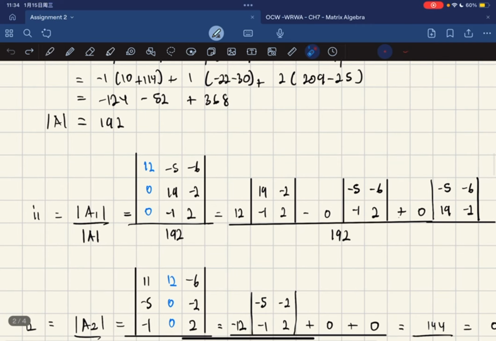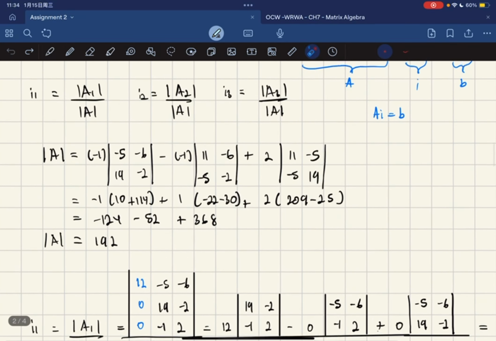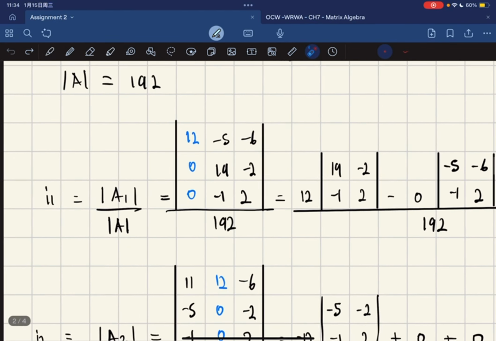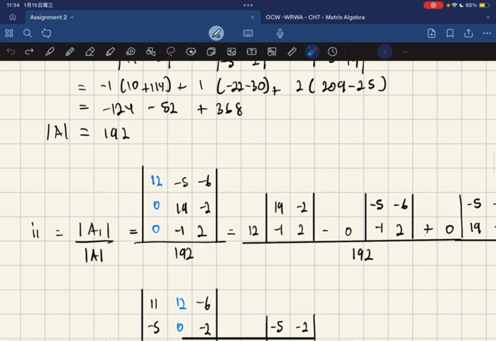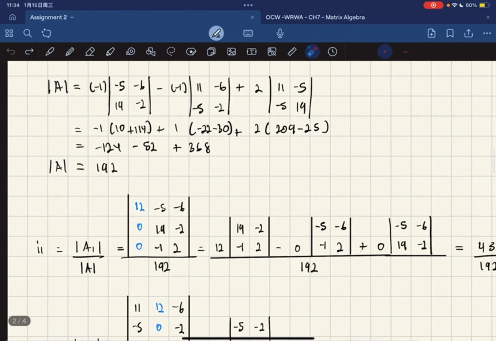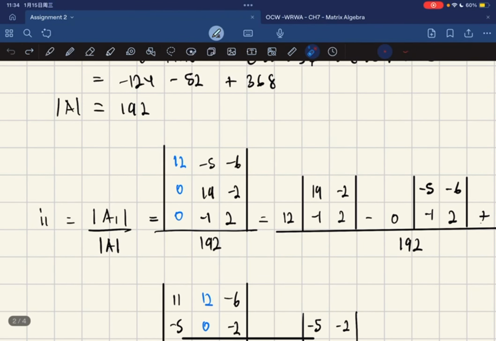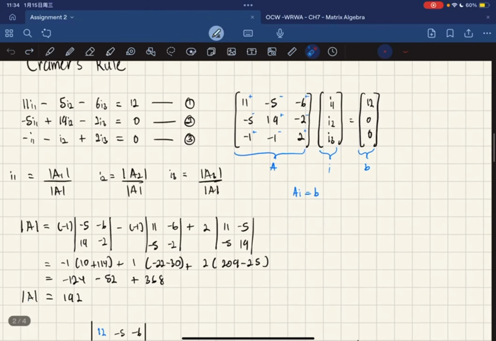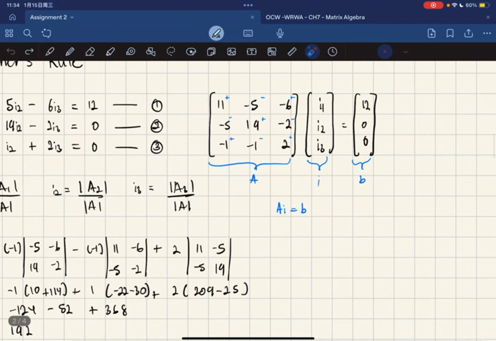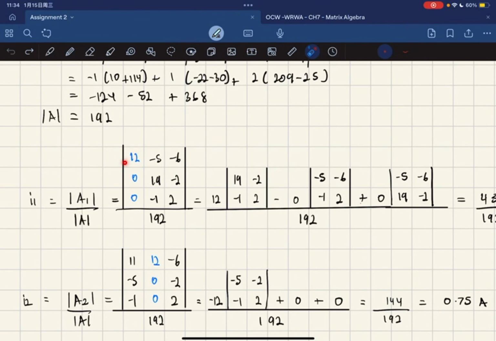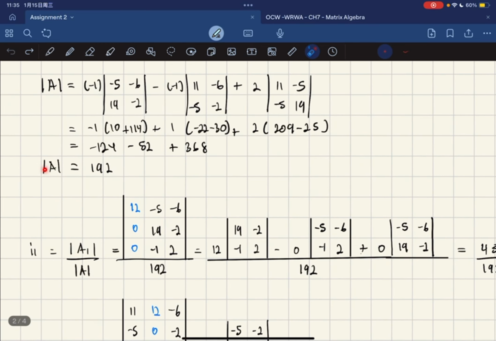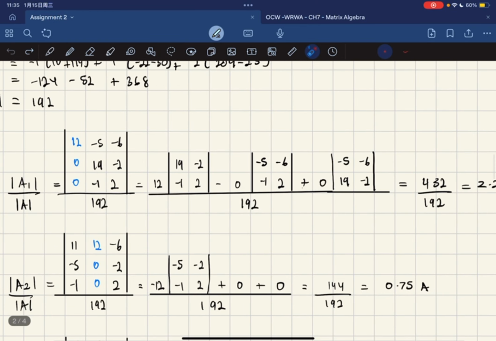So once we have found the determinant for matrix A itself, let's use the formula now. To find I1, let's find the determinant of A1 over the determinant of A. So what does the matrix A1 actually mean? To find matrix A1, we have to replace the first column with matrix B. So column 1 will be replaced with matrix B, which is 12, 0, 0. So repeat the same steps as we did for determinant A to find the determinant for A1 as well.